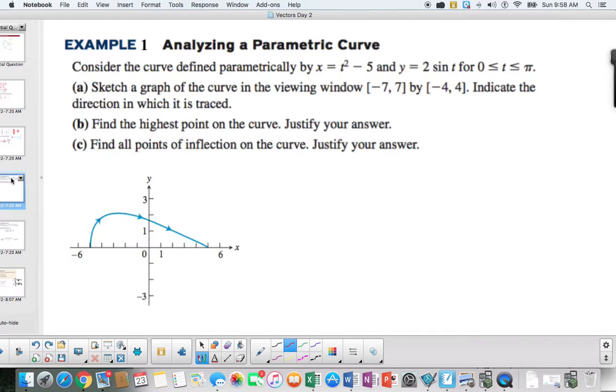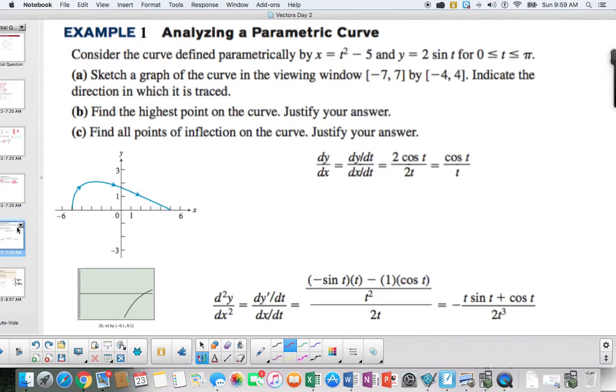All right, we want to consider the curve, and we want to sketch a graph of the curve, so I've shown you how to use a calculator to graph that. We want to find the highest point, so that's the max value. Okay, so the max value requires that we find a first derivative. Then it asks us for the points of inflection on the curve in this interval, and points of inflection is going to require a second derivative.